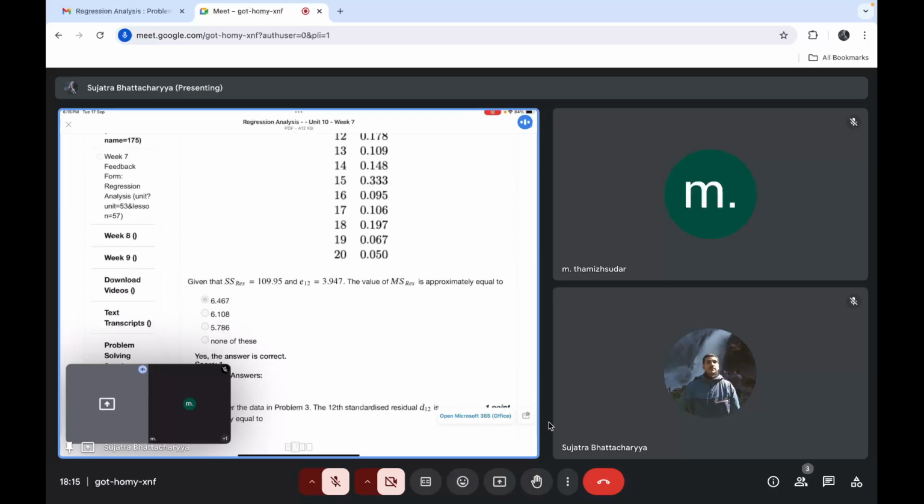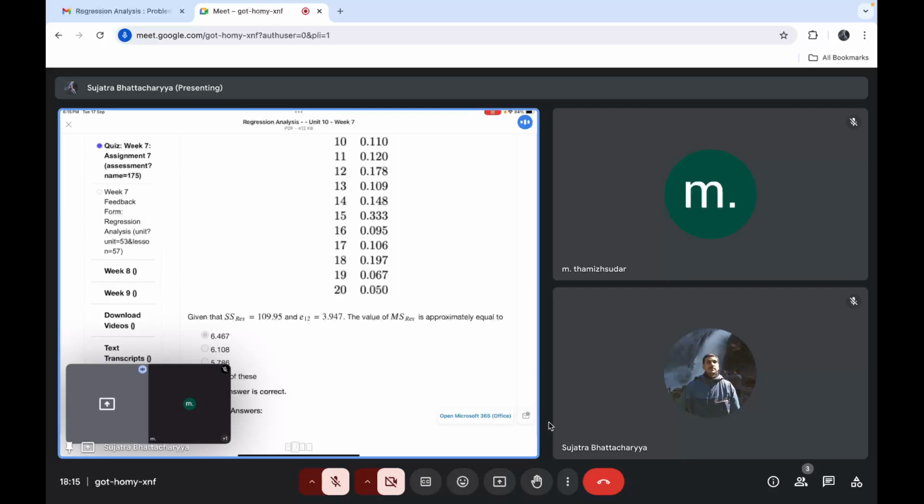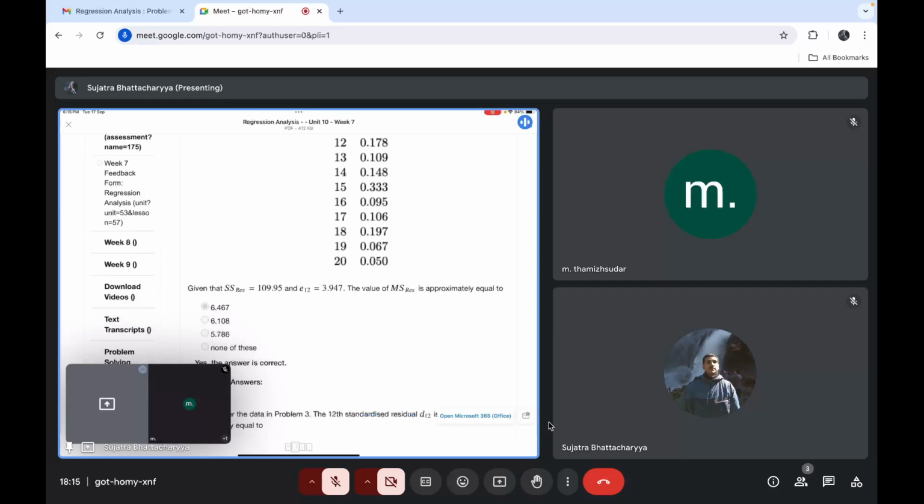Given that SS residual is 109.95, and e_12, the residual of the 12th observation, is 3.947, find the approximate value of MS residual. So what is the reason for giving e_12 here? Nothing, because MS residual always depends on the SS residual and the degrees of freedom. So there is no way that e_12 will be useful in this particular question. It may be useful in the next question. So we have to calculate the MS residual.